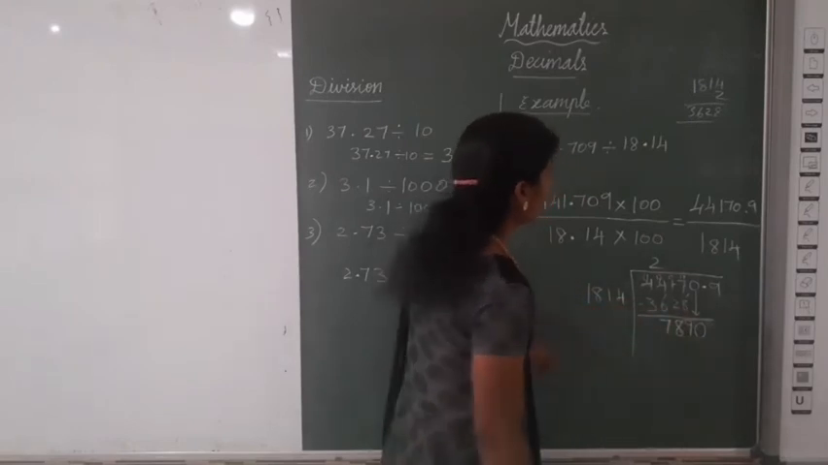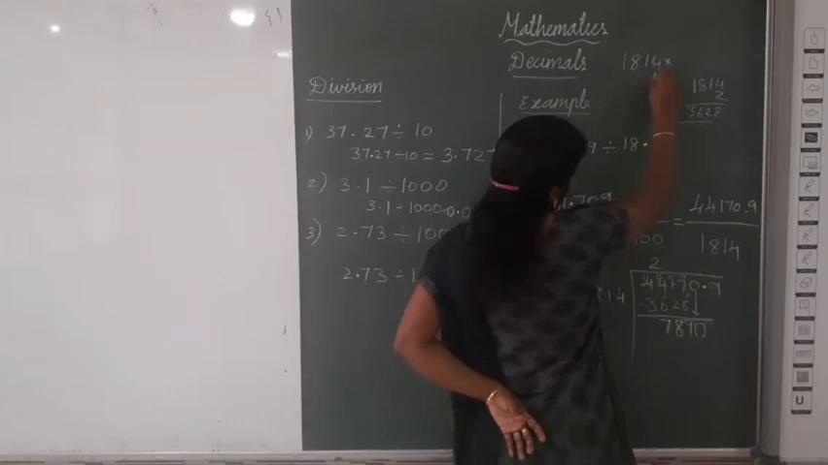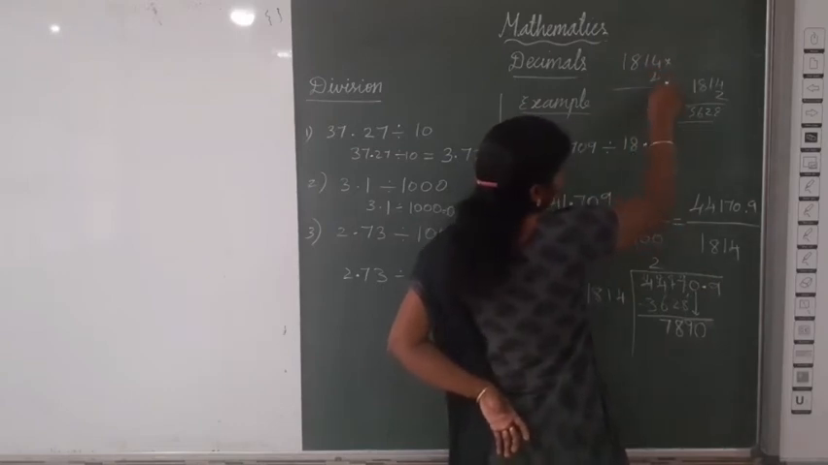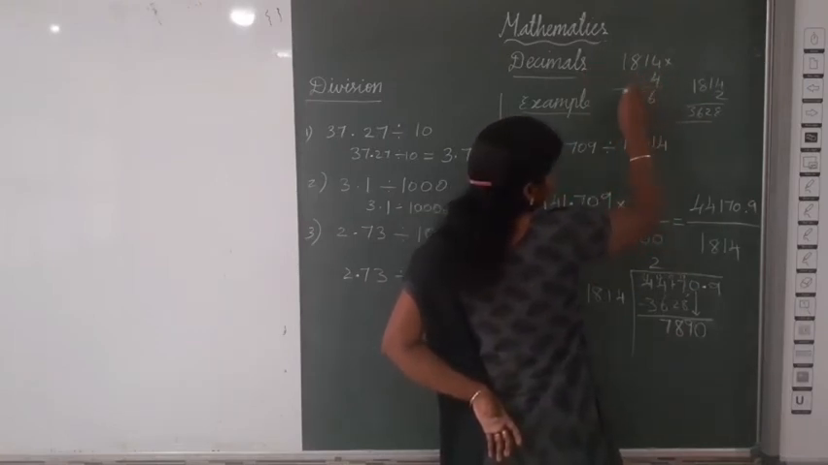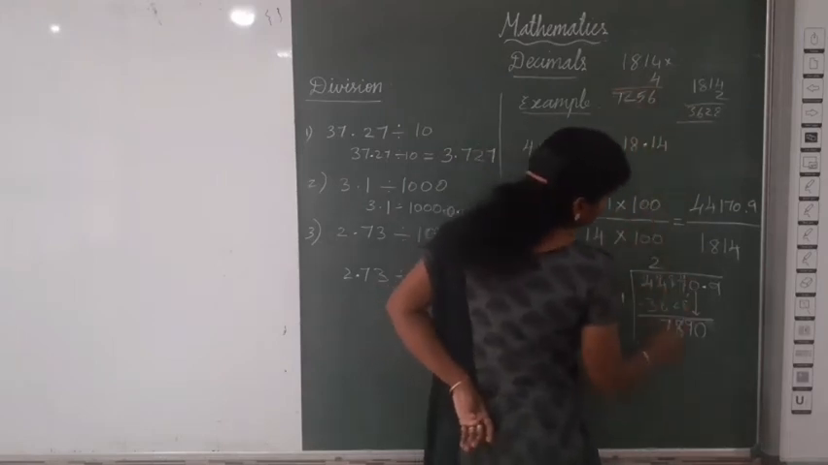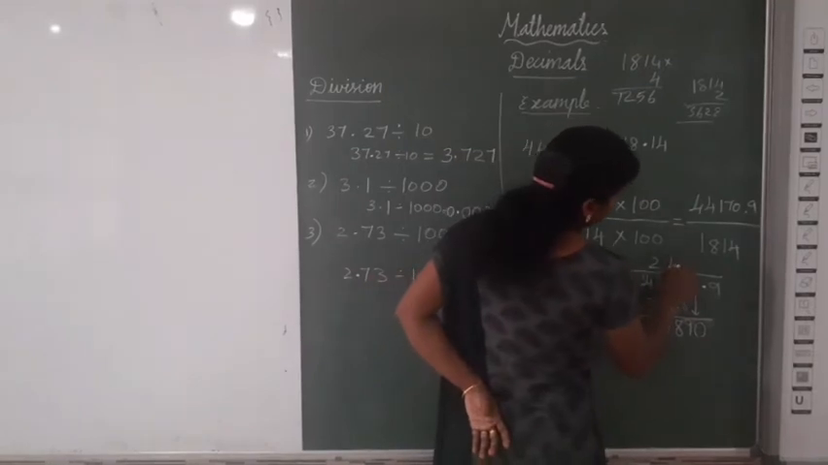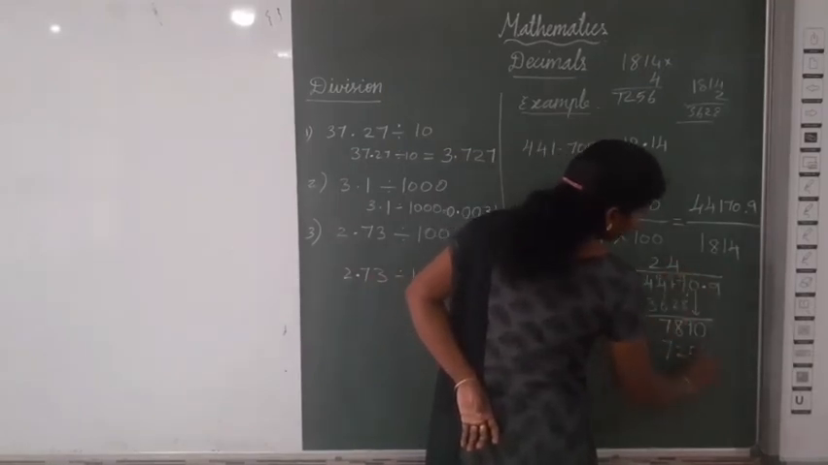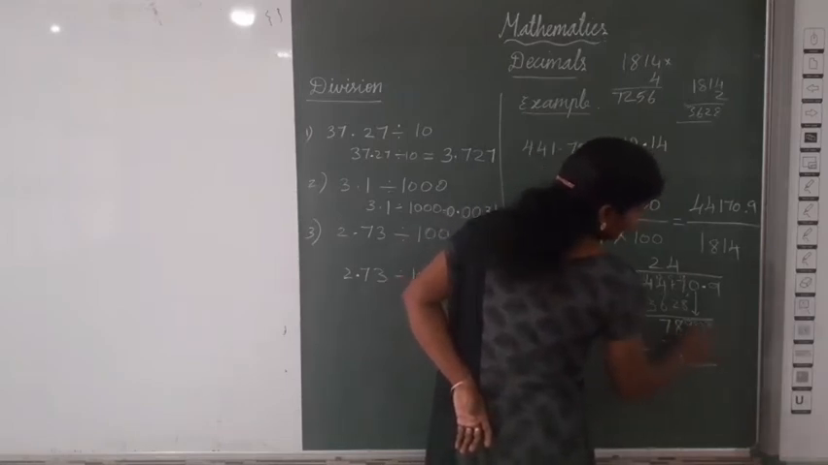Suppose this is 4 times, we can say 4 times 1814. 4 4s are 16, 1 balance, 1 into 4 plus 1, 5. 8 4s are 32, 3 balance, 4 plus 3 is 7. 7,256 we can take, isn't it? So here 4, 7,256. Now we can subtract here 10, here 8, isn't it?